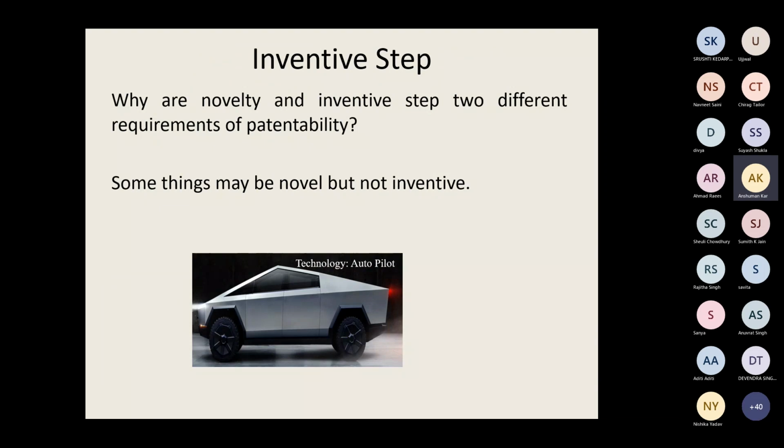Okay. So why are novelty and inventive step two different requirements of patentability? Because some things can be novel but not inventive, as we have discussed in the case of the cradle. It was novel when painted yellow, but it was not inventive. The next slide.